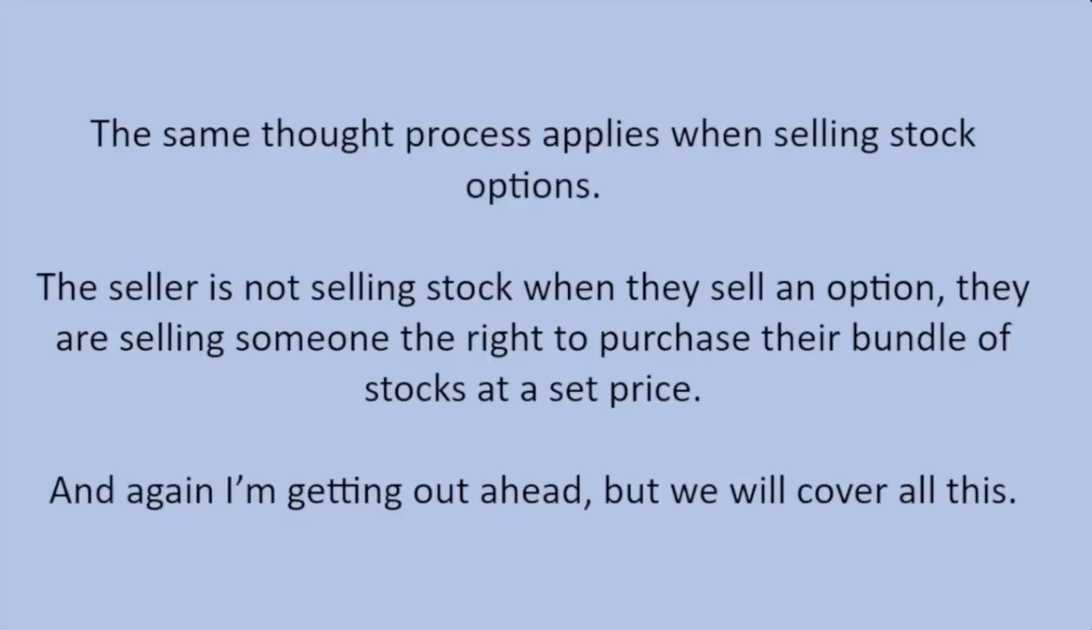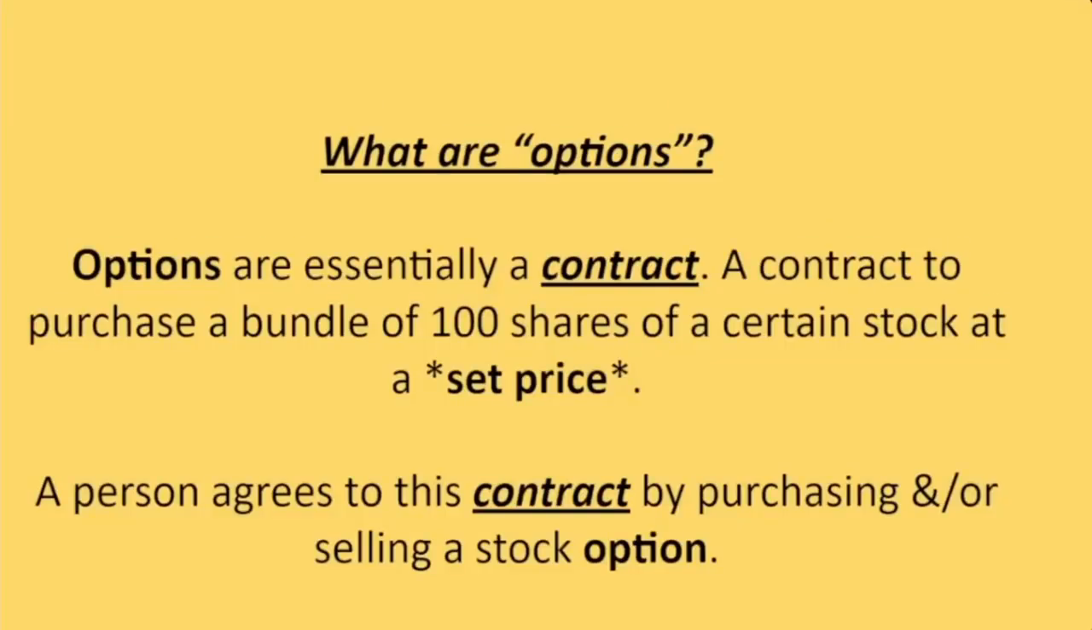Just to kind of recap for anyone that's just listening in and not able to see for a minute. The contract, I can go back to that first slide just so you guys can see. Options are essentially a contract to purchase a bundle of 100 shares of a certain stock at a set price. That is really important, and I just want to make sure everyone remembers that. It's not buying stock. An option is a contract to possibly buy stock down the road.